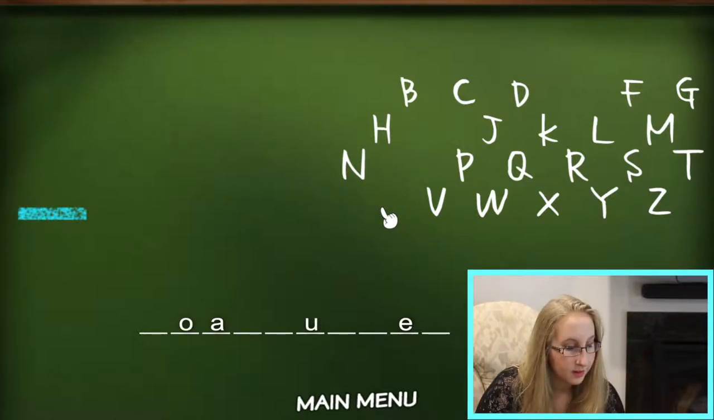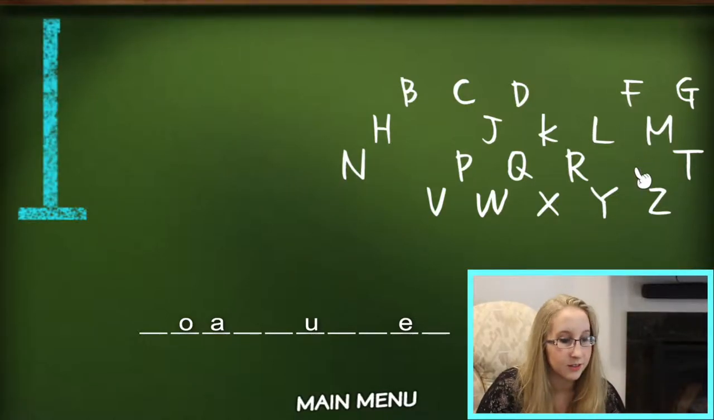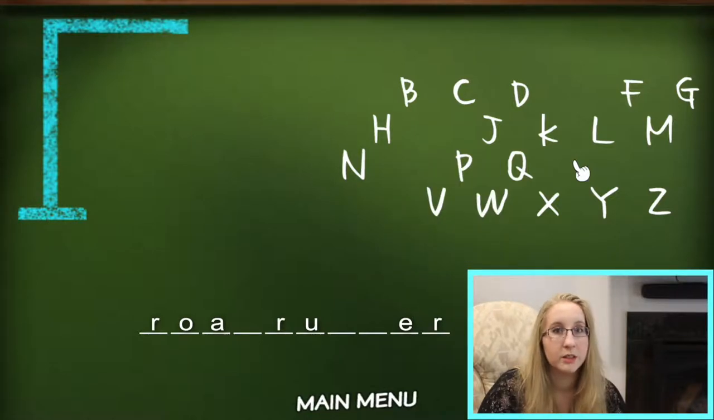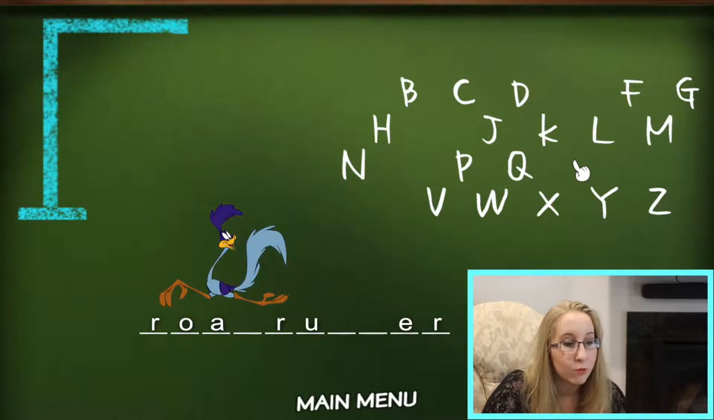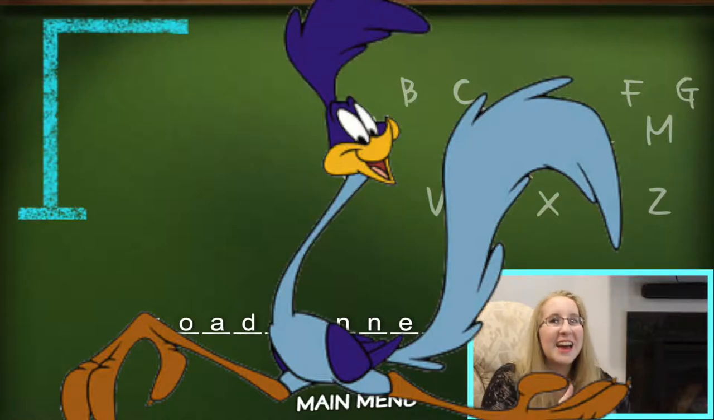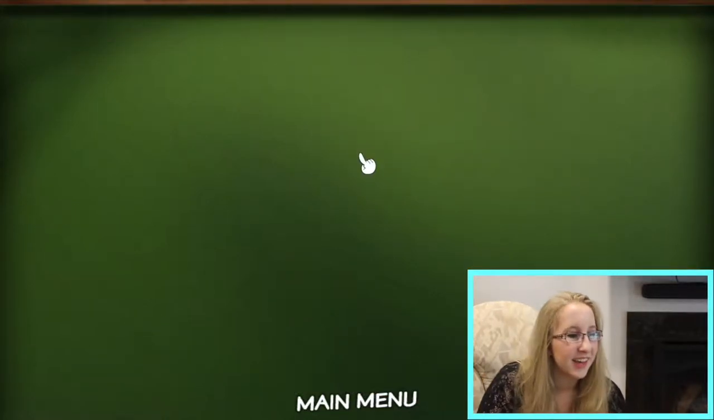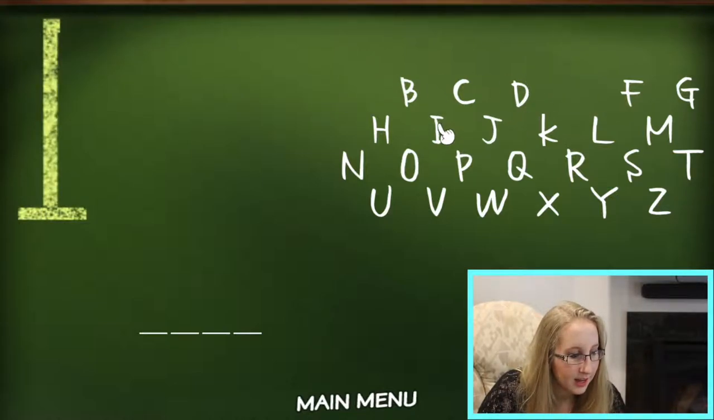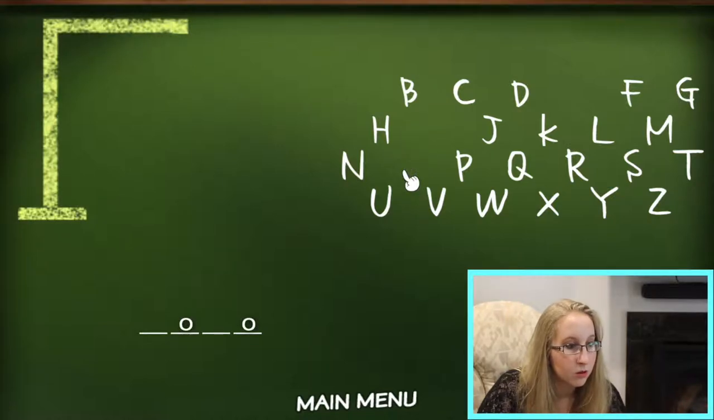Okay. Let's think logically. Let's just do an S. S's are in a lot of words. So are T's. And R's. Rooster. Roaster. There's no S's. Road runner. That's road runner, isn't it? Road runner! Yay!